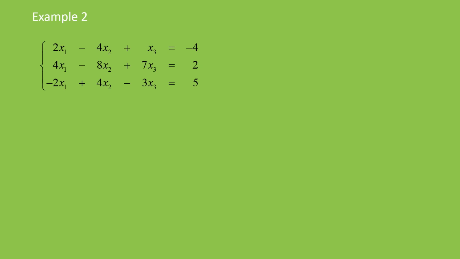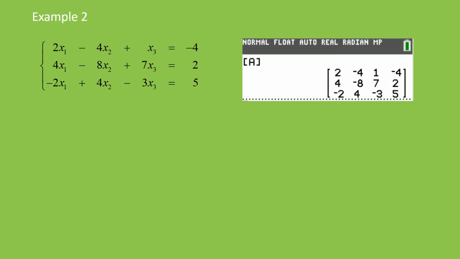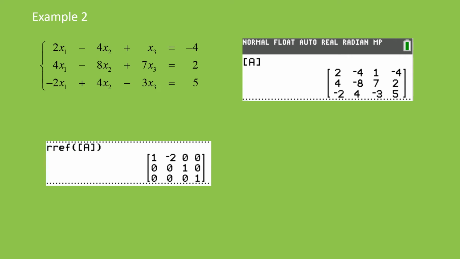Again, we have a system of equations with three variables, x1, x2, x3. We enter that in a graphing calculator. We take the reduced row echelon form, but it looks like we don't have a unit matrix in the coefficient matrix. When I expand the first row, I get 1x1 minus 2x2 is 0. For the second row, it is 1x3 is 0. And for the third one, 0 equal to 1, which is not true. When this is not true, then this system will not have a solution.